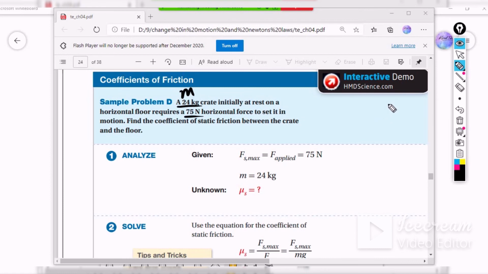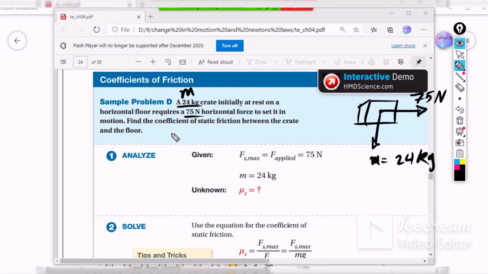It means that we have this object at rest, and we try to make an applied force on this object equal to 75 Newton to let this object move, but it does not move yet. And we have here the mass of this object equals 24 kilograms. What he wants is the static friction between crate and floor. Sorry, guys, he wants the coefficient of static friction.